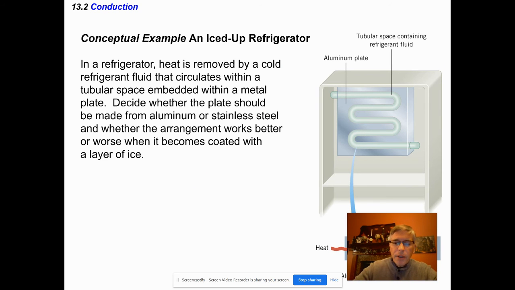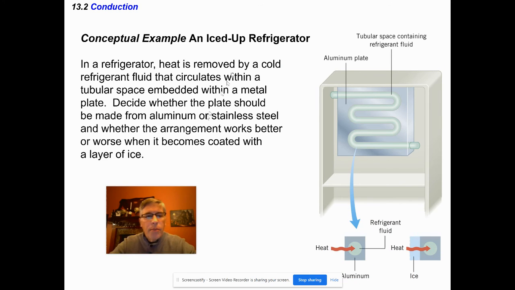Here's a little concept to finish things out with. So we know refrigerators are trying to remove heat by a cold refrigerant fluid that's actually flowing. We're going to talk about that. That's thermal convection because you're actually having a moving fluid, but then they're touching something. And so it asks here, decide whether the plate should be made from aluminum or stainless steel, and whether the arrangement works better or worse when it becomes coated with a layer of ice.